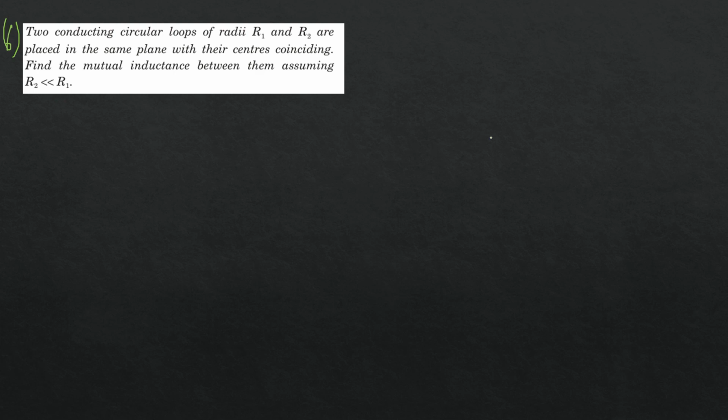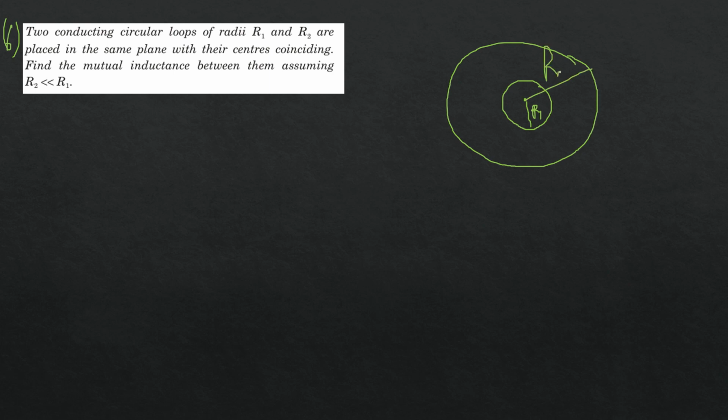Okay. So, two conducting circular loops in the same plane with the centers coinciding. So this is R1, and this is your R2. Their centers are coinciding, means they have the same center, right? So find the mutual inductance between them, assuming R2 is very less than R1. So R1 is very greater than R2.